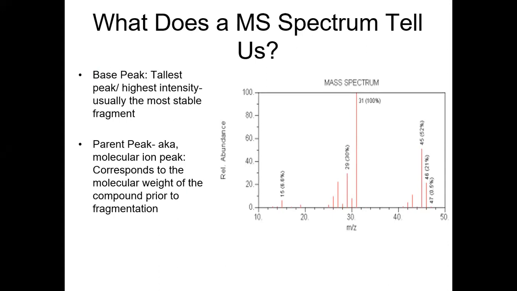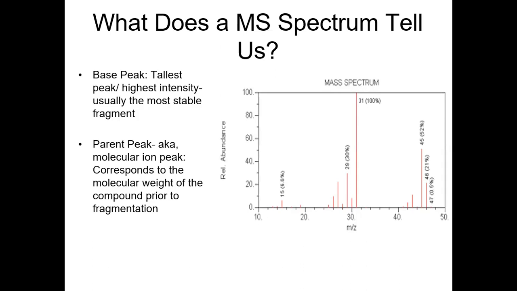Z is the charge, M is the mass, and since the charge is usually +1 for the radical cation, the x-axis also basically represents the mass of the compound. With that said, the y-axis is the relative abundance, right? So the y-axis is basically the percentage of which fragment is present.